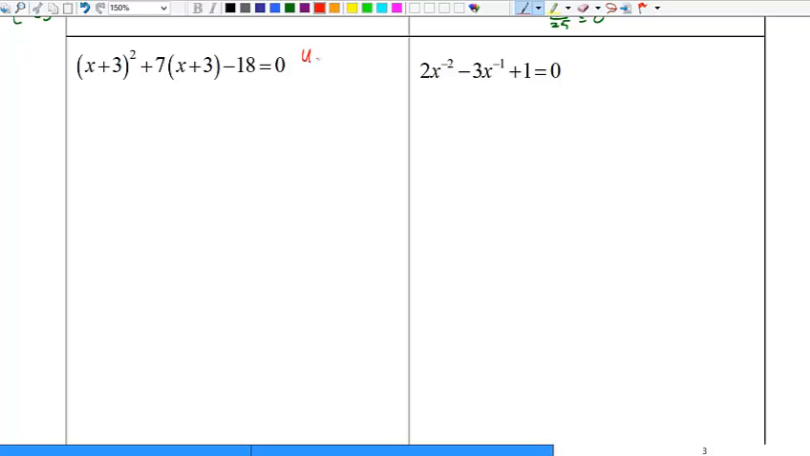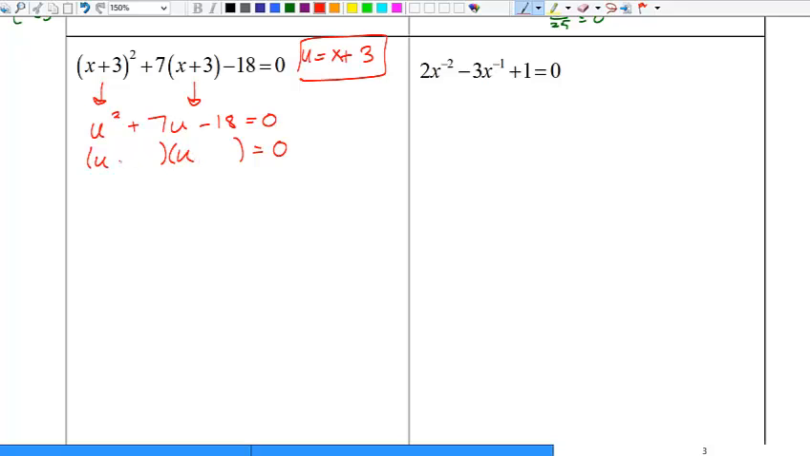This one's actually even set up as the quadratic form already. So we're just going to let u equal the middle term's variable part, which is x plus 3. So I'm going to replace this as u squared plus 7 times, replace x plus 3 with u, minus 18 equals 0. Again, this is our translate. So we're going to translate it into u's. Why? Because it's easier to solve as a quadratic here.